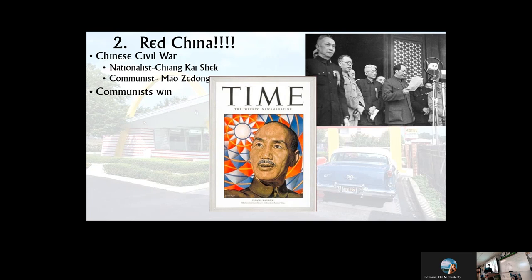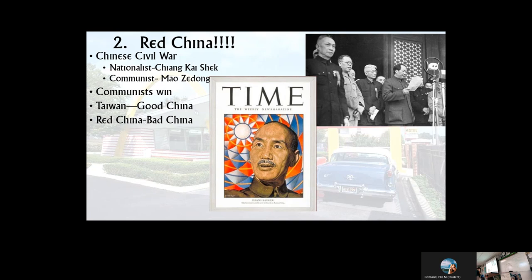Now, Truman had grown tired of the corruption of Chiang Kai-shek, but now we're stuck with it. Chiang Kai-shek fled to a former Japanese colony called Formosa, which today everyone calls Taiwan. And that became Good China.